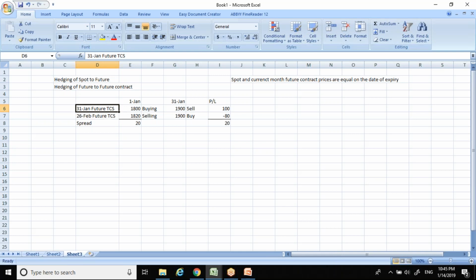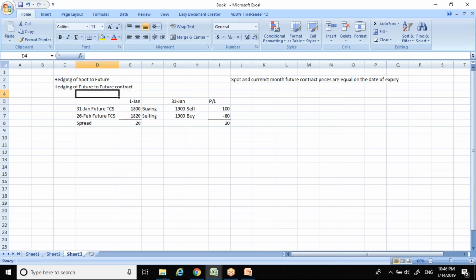Clear it. So you made this contract on 1st January. That time, the 31st January contract had a validity of 1 month, and the 26th February contract had a validity of 2 months. On 31st January, the 1 month contract expires, but the second month contract, that is 26th February, still has a validity of 26 days. So this contract will have some time value.